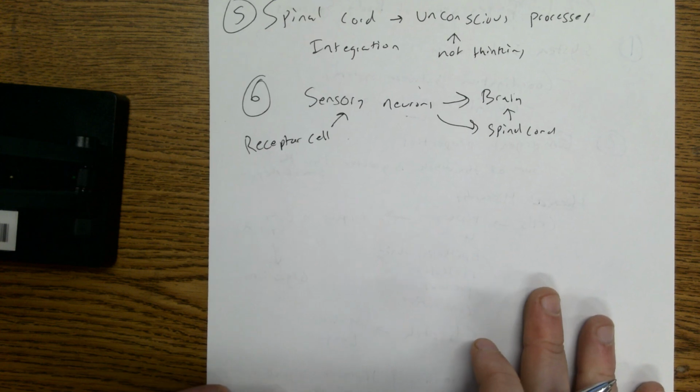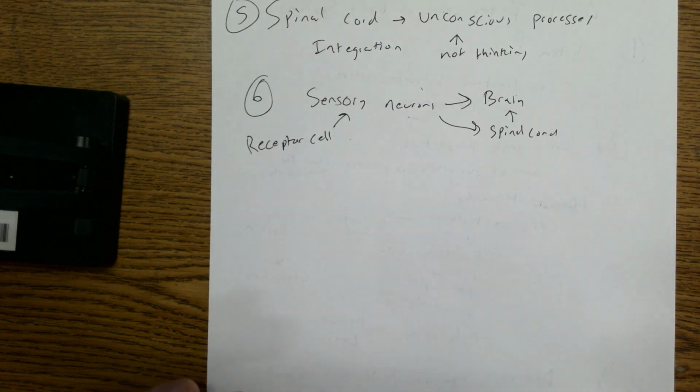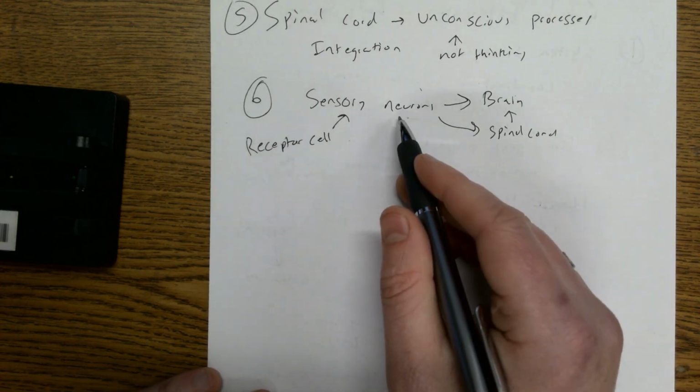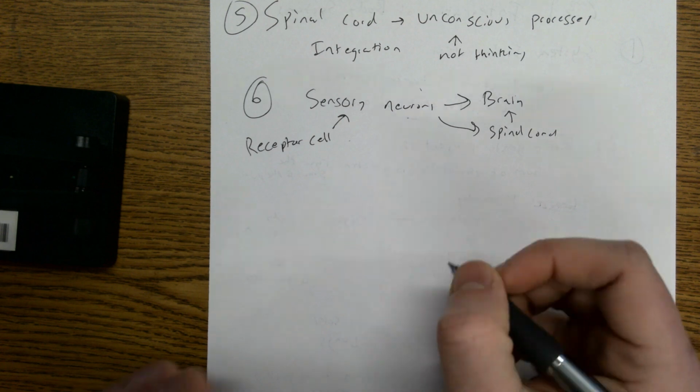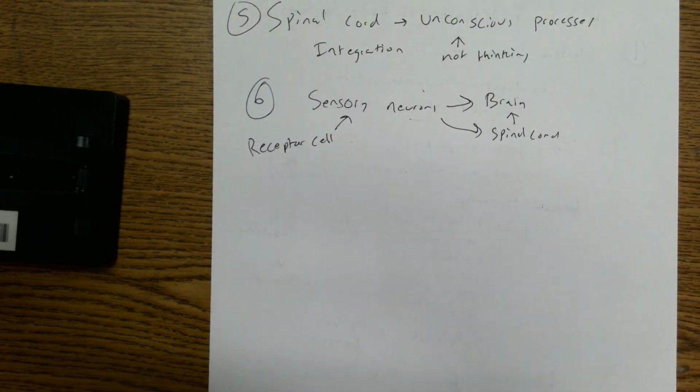Okay, so that's how we get signals. The receptor cells send signals to the sensory neuron, which sends it to the brain and the spinal cord, and then your brain takes in that information and decides what to do about it. We'll learn about what the different parts are when we get to those standards.